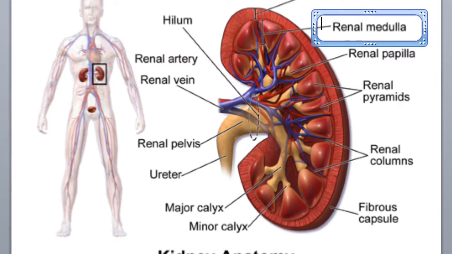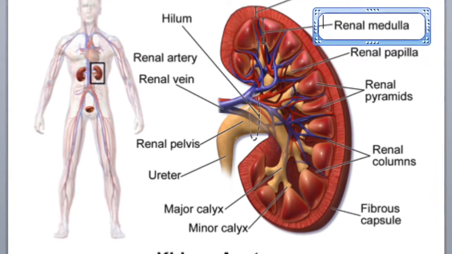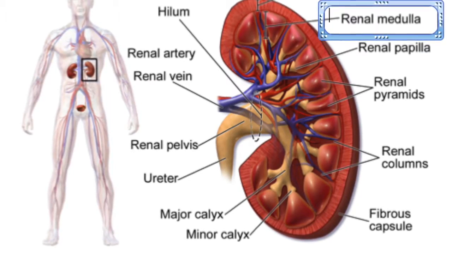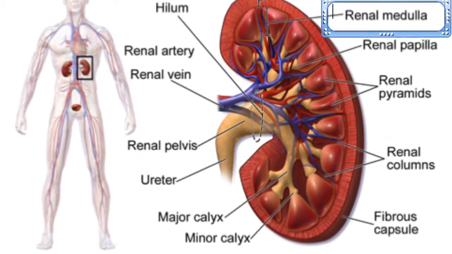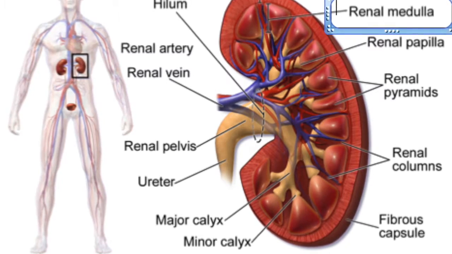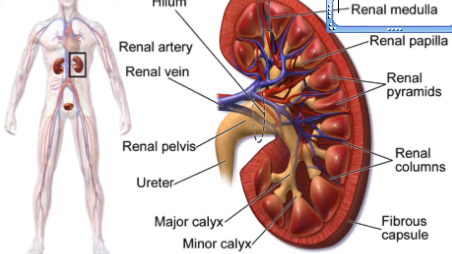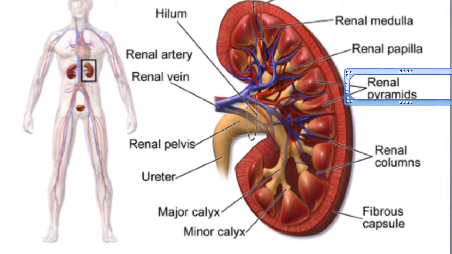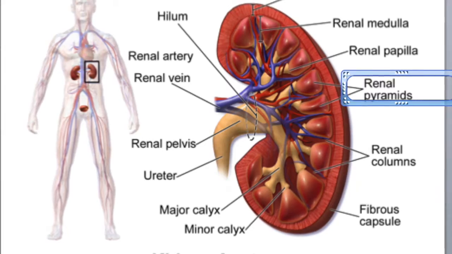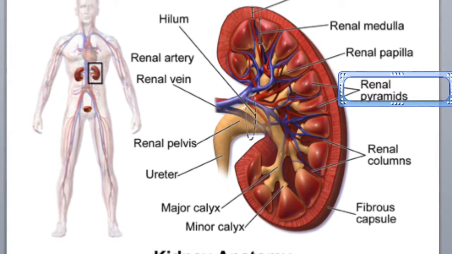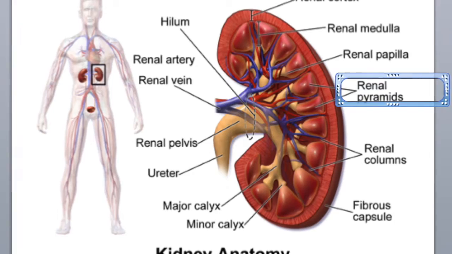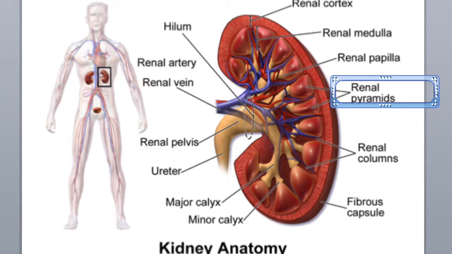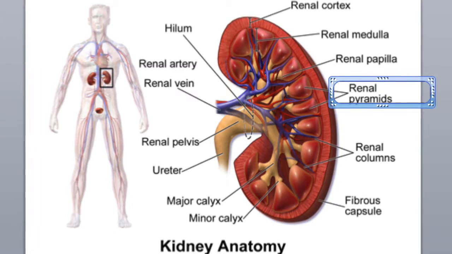Next, we have the renal medulla. The renal medulla is the inner part of the kidney. Medulla means inner portion. This area is a striated red-brown color. Next, we have the renal pyramids. There are approximately 5 to 18 striated triangular structures called renal pyramids within the renal medulla of each kidney. The appearance of striation is due to the many straight tubules and blood vessels within the renal pyramids.